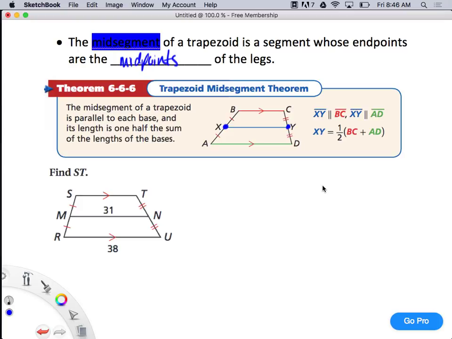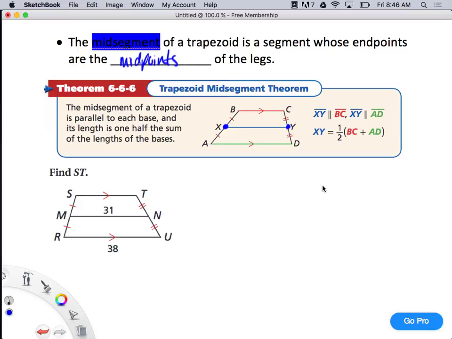Here are the bases. How do I know which ones are the bases? Because the bases are parallel. The bases are parallel. Okay? So here are the legs, then the mid segment has endpoints at the midpoints of each one of the legs. And then what does this theorem say?